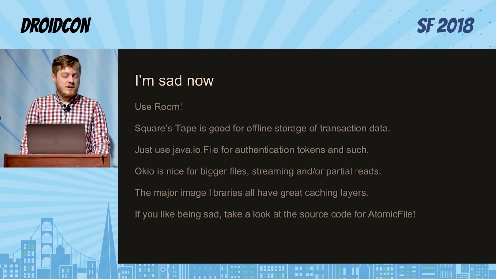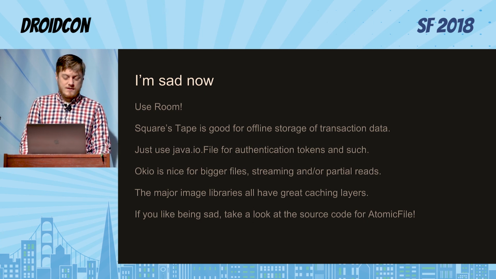Okio is nice if you need a stream, partial read, seek within a file, if you have big files that you can't actually load all into memory at once, machine learning models maybe, I don't know. If you're doing anything with images, please use the image libraries that are out there. Picasso and Glide are both good. They handle caching for you. They put the caches in the right folder. They have memory caches. They have bitmap caches, all handled for you.